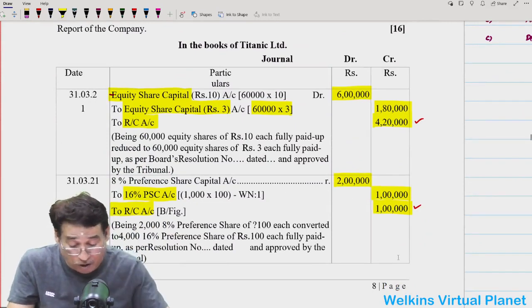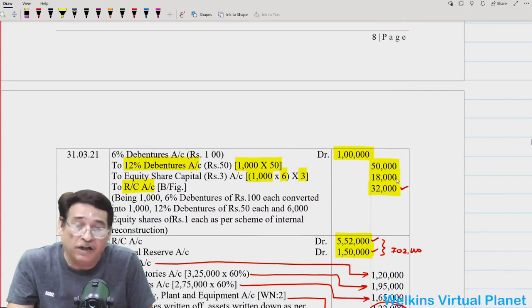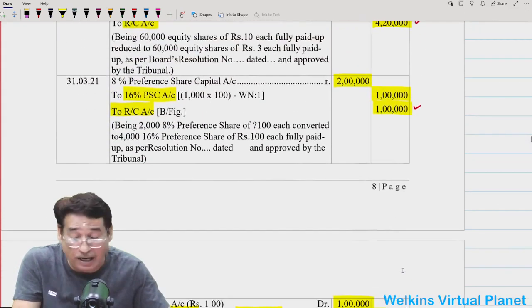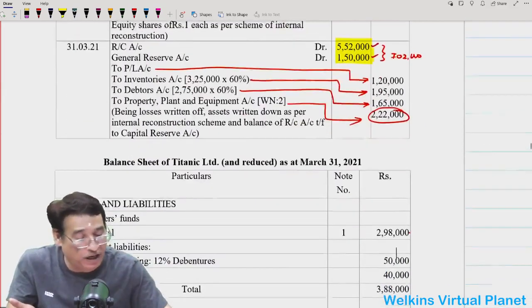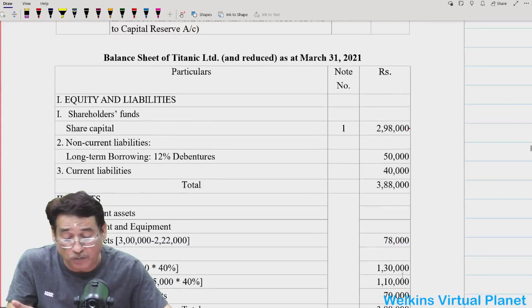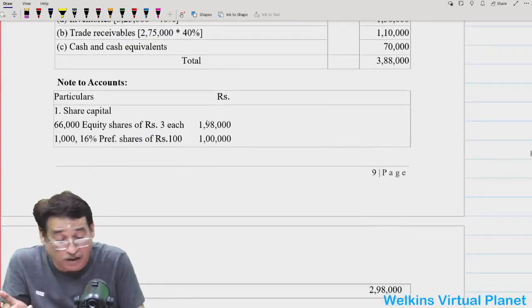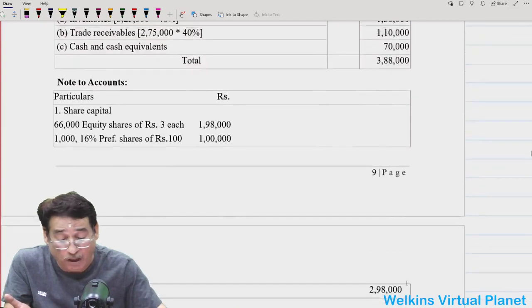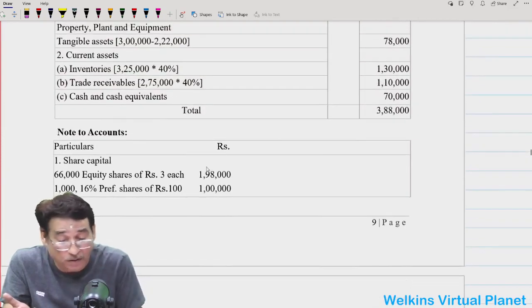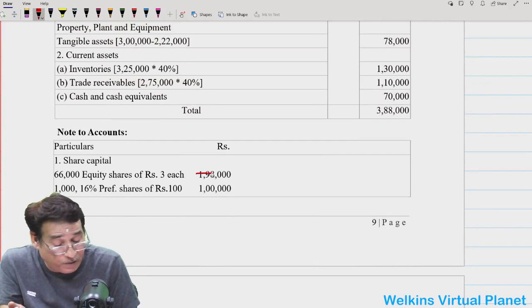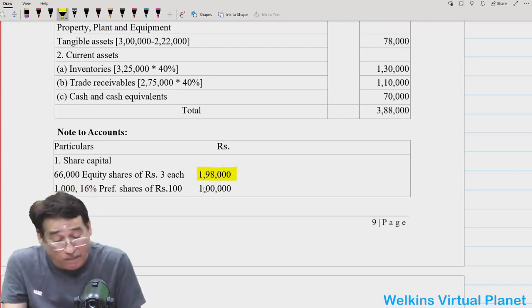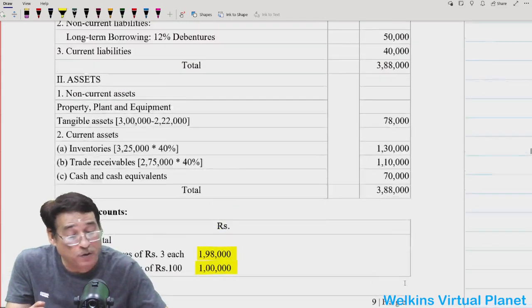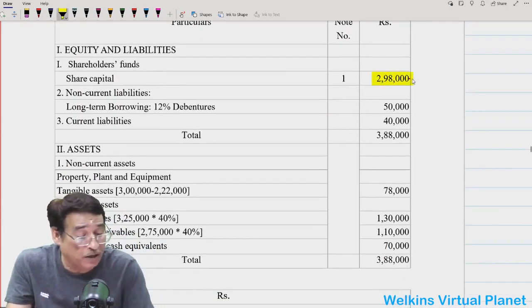Then equity share capital, again 18,000. So you can see actually 1,80,000 plus 18,000. So now equity share capital is equal to this much. That is why equity share capital here is written in this manner, 1,98,000, 1,80,000 plus 18,000, which I was telling you. So balance in equity share capital is this much. Balance in preference share capital will be 1 lakh. So total balance you are going to write here 2,98,000.